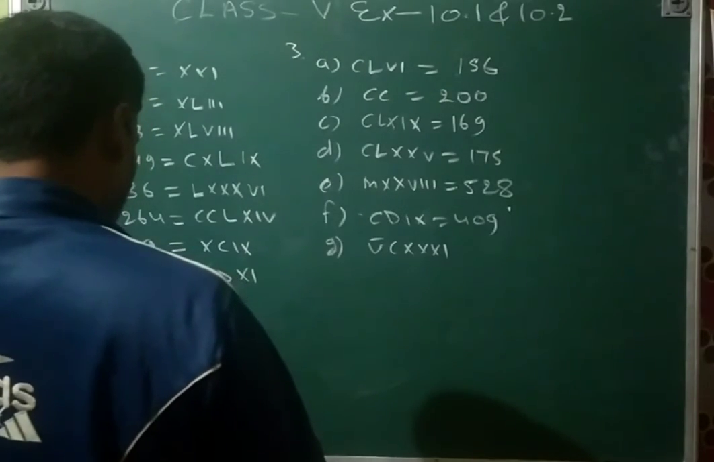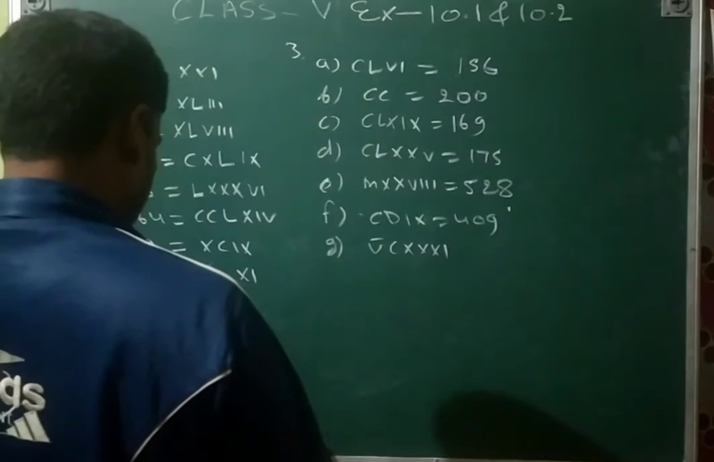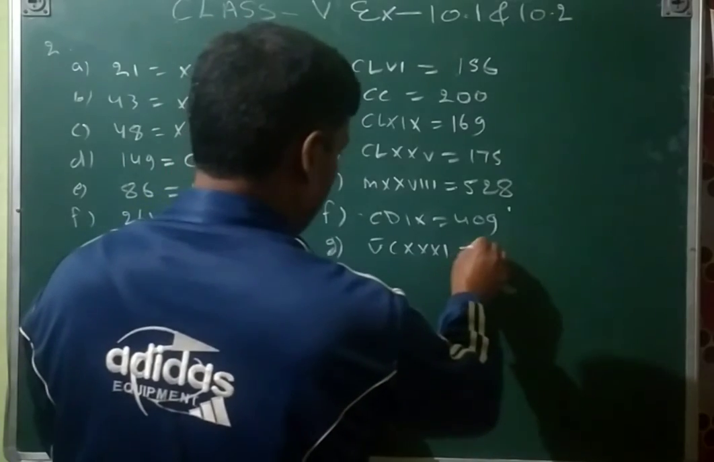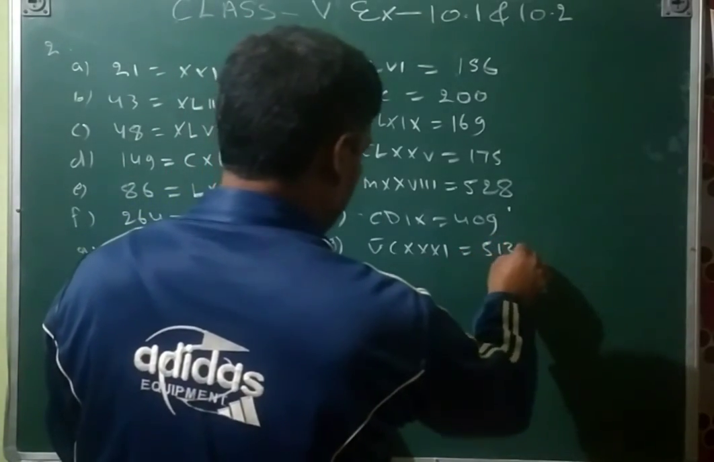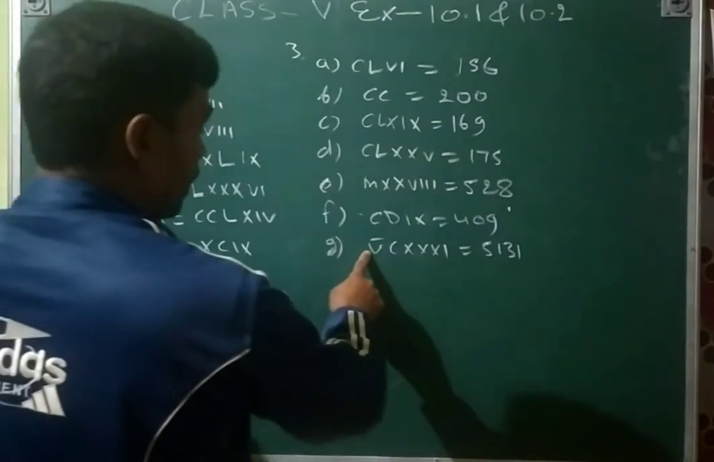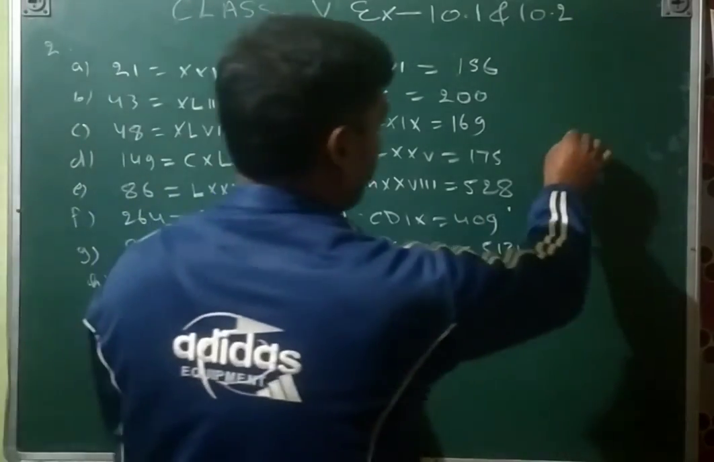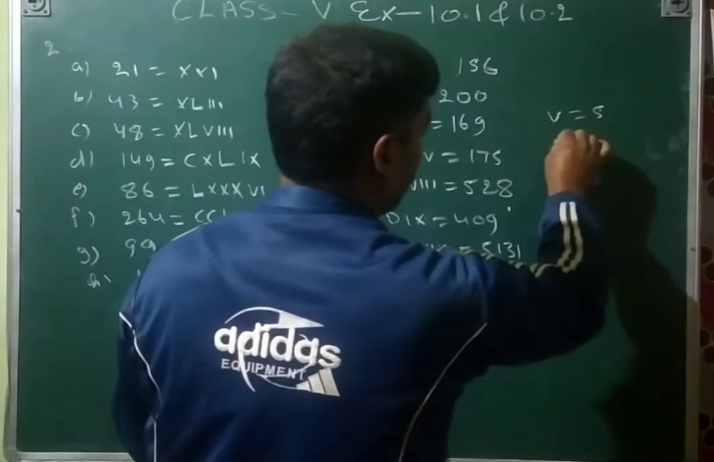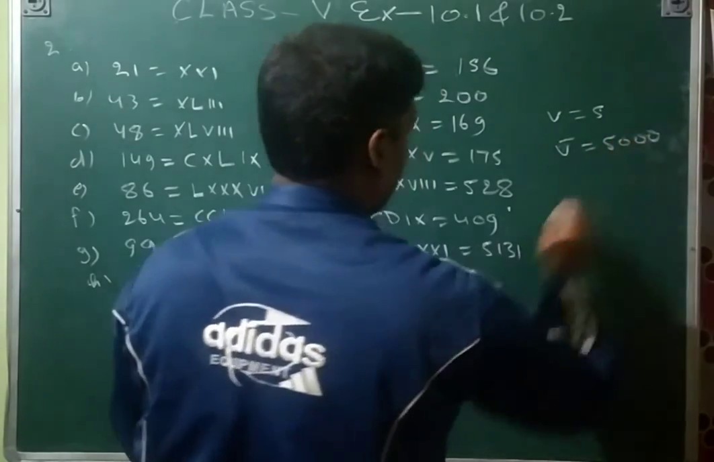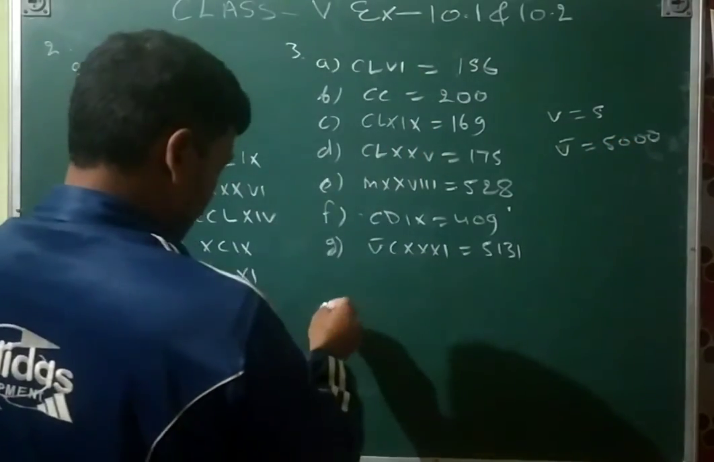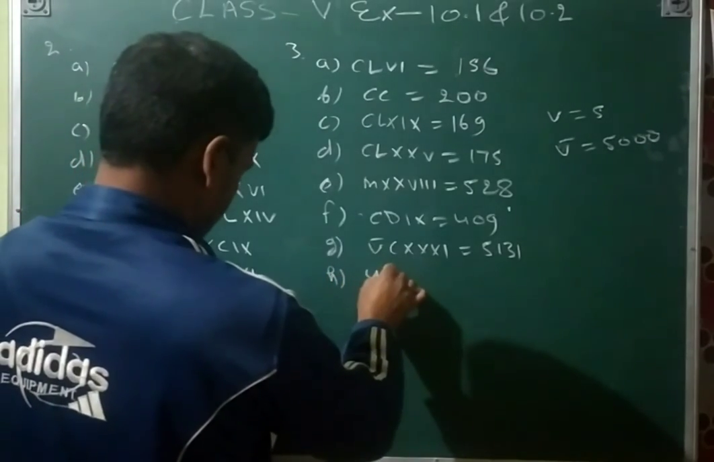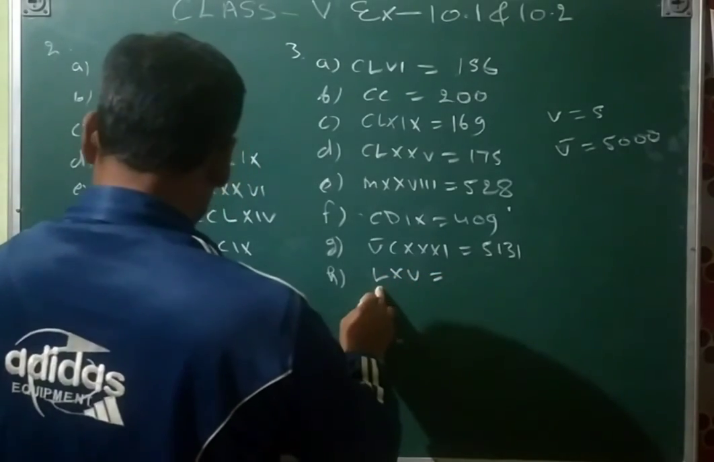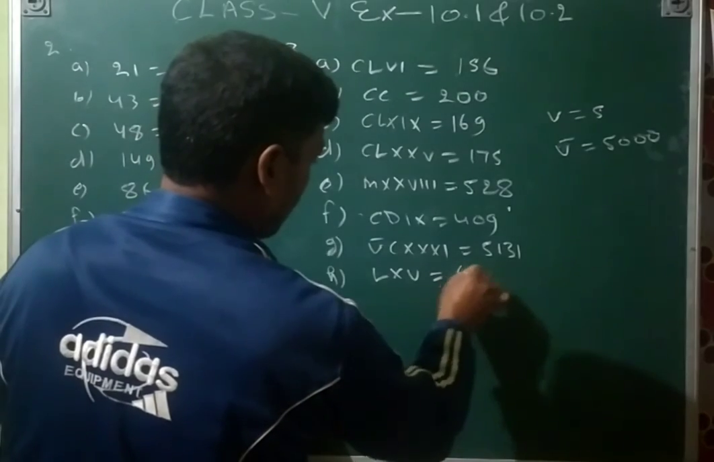That will be third. G part is 5100, that is 5131, because V value is 5. And if we put the bar sign, that is 5000. And then H part, LXV, L means that is 50, 60, 65.